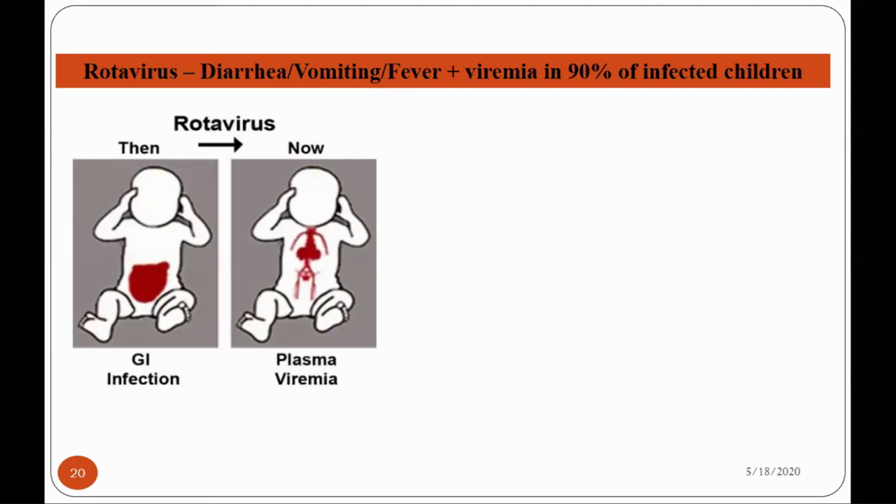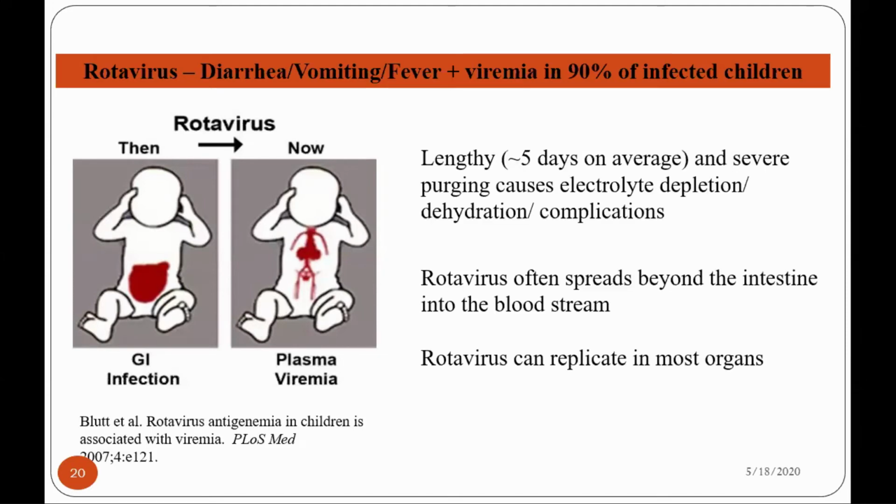Besides the gastrointestinal tract, these rotaviruses can disseminate to various other parts of our body, like the liver and central nervous system, through blood. So if viral gastroenteritis remains for 5 or more than 5 days, it produces a purging, watery diarrhea, and it may lead to dehydration.